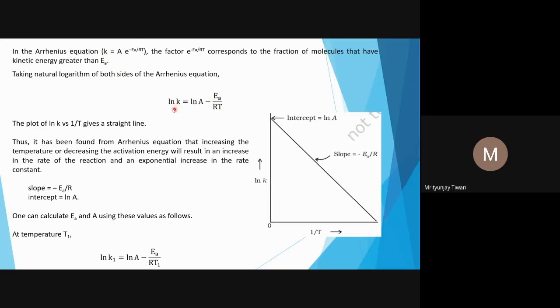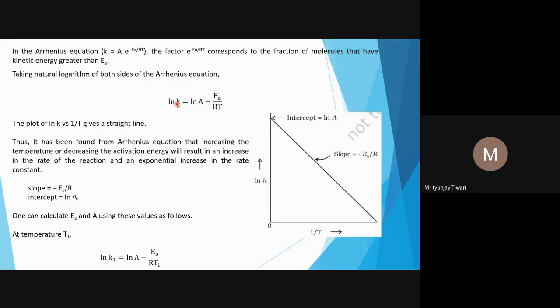So actually what we get, taking the natural log on both sides, it will become ln k equals ln A minus Ea by RT. So this we get, and in the plot one can see this. A is the pre-exponential factor, which is constant for a particular reaction, usually if the temperature is not varied much.